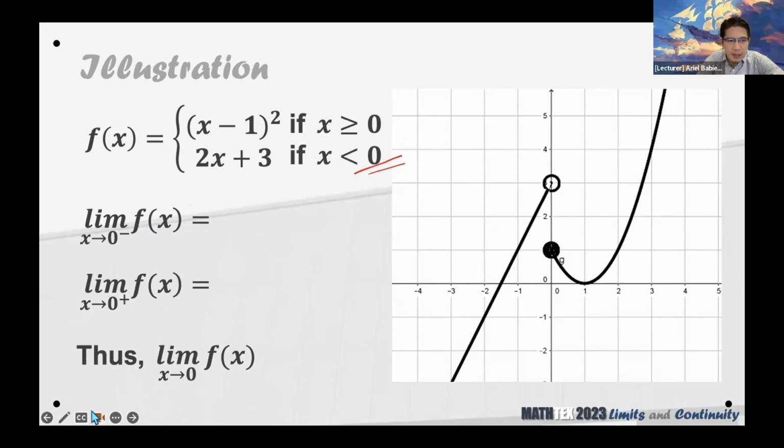So wait, let me just change the color of my pen. Okay. So if you want to do that, tama, no? From the left, so for this one, the limit of f of x as x approaches 0 will be the same as the limit as x approaches 0 from the left. But then kunin lang natin yung from the left. And definitely, from the left, the function values are 2x plus 3. So that's why for this one, you can easily do it on your own. 2x plus 3.